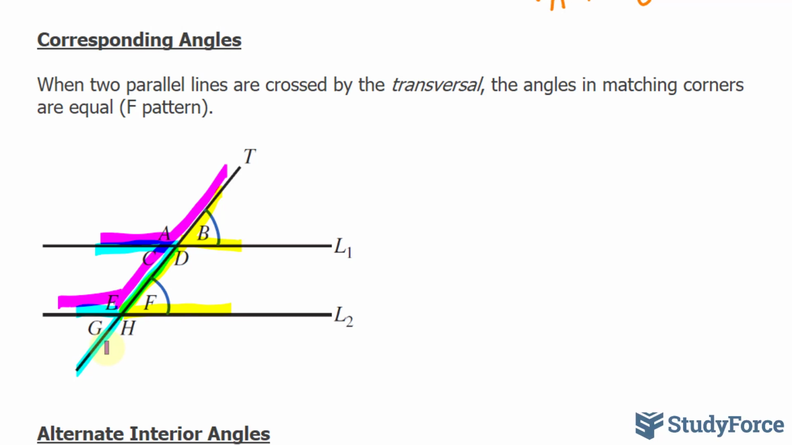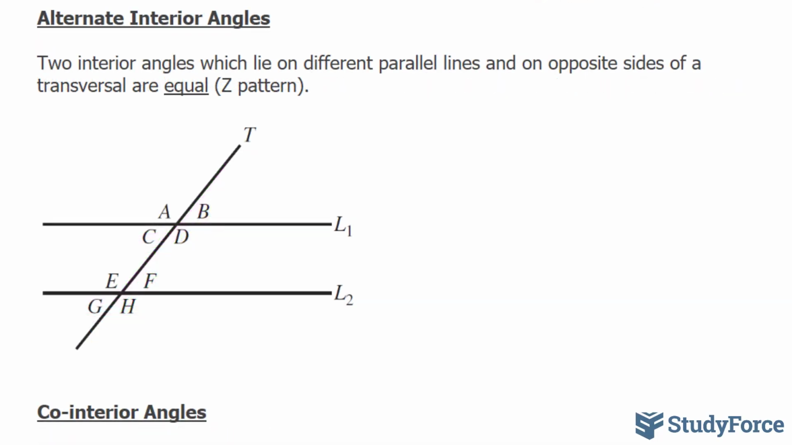Let's move on to the next relationship. Alternating interior angles is when two interior angles, which lie on different parallel lines and on opposite sides of the transversal, are equal. So this is our transversal, and these are our parallel lines. Alternating angles suggest that this angle, let's call it E, and this angle D are the same. Similarly, this Z pattern could have also been this way, where angles C and F are the same.